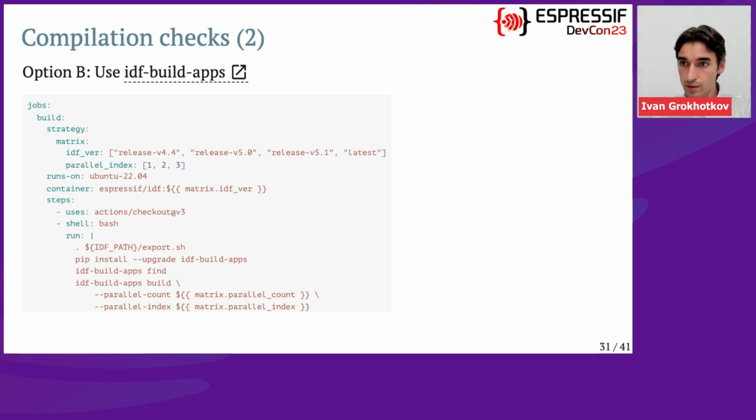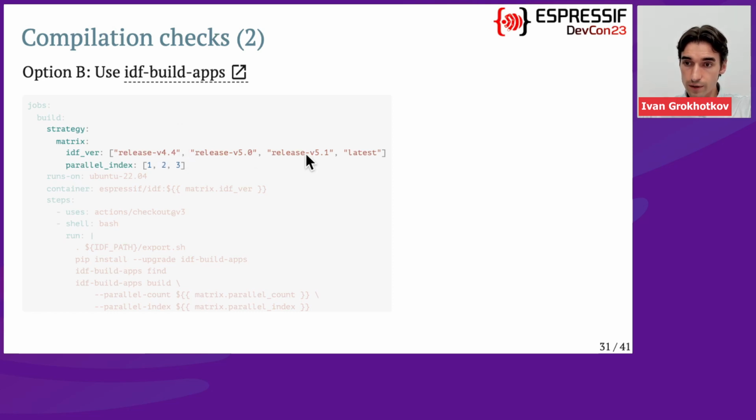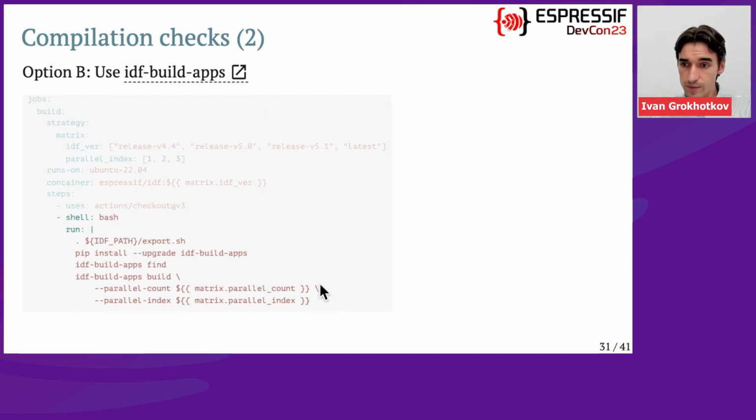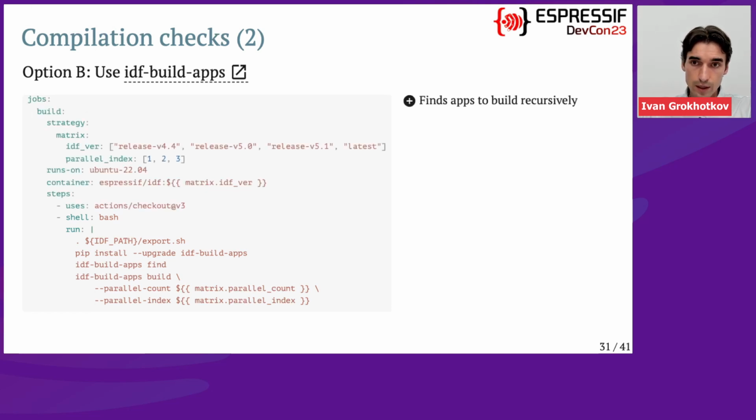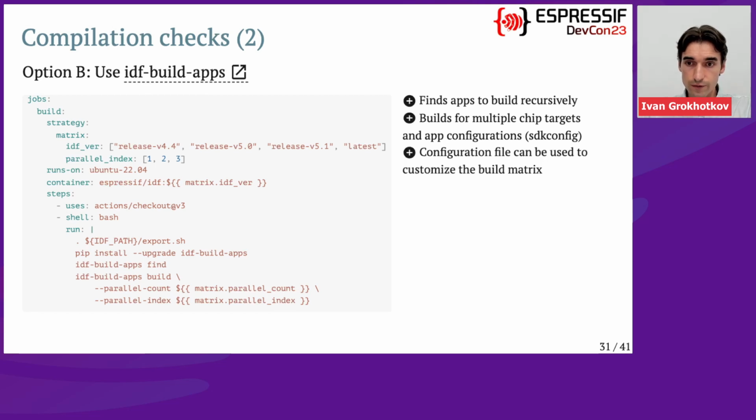In this workflow, I am defining a matrix with multiple IDF releases and multiple parallel builds, and using the IDF Build Apps package to find all the apps in the repository and then build them. IDF Build Apps will automatically split all the work that needs to be done between multiple CI jobs. If your project has high enough complexity, so if you have a larger number of test apps, then this is definitely an approach to go for.